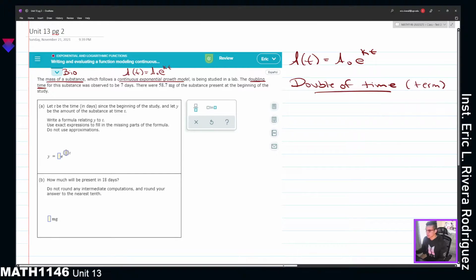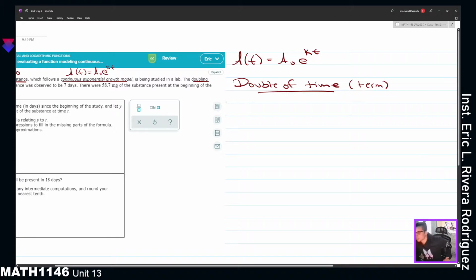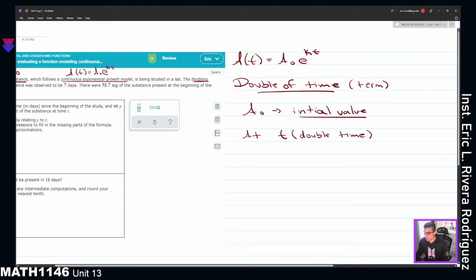The meaning of this term is that if we have a sub 0 as the initial value, and we know that from the workshop today, the doubling time means that at t being the doubling time, at that time what we are going to have will be double the initial value.